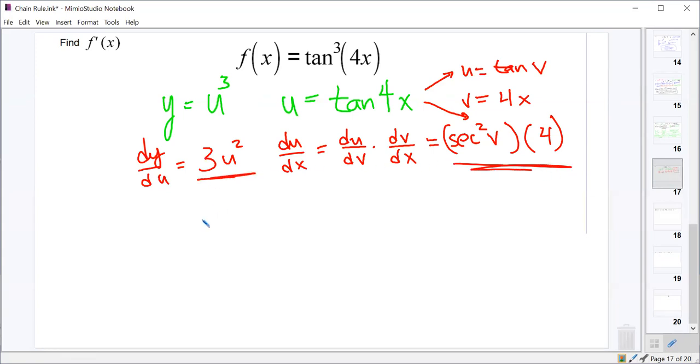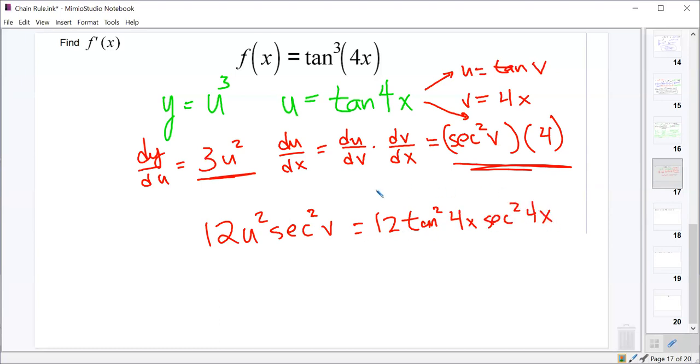So we're going to multiply this by this. If we do all the constants, that should give us 12. And then we should have u squared, and then secant squared v. So we should have 12 times, let me put parentheses there, tangent squared 4x, and then times secant squared of 4x. Everybody good with that? 12 tan 4x squared and the secant squared 4x?